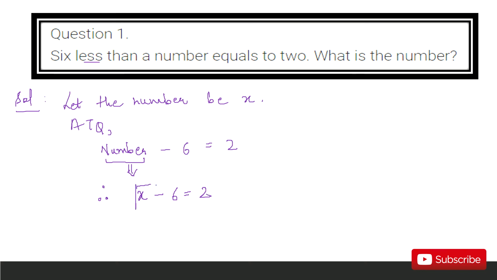So this is called an algebraic expression. I think this is very easy.